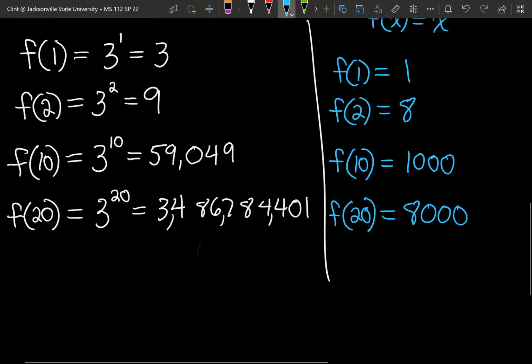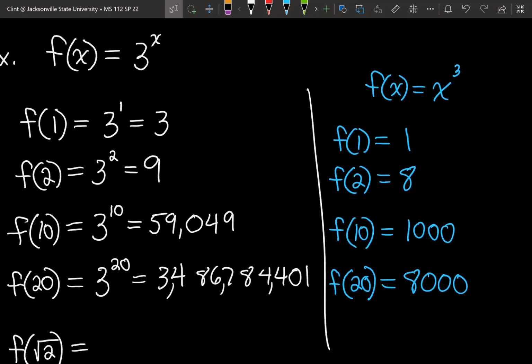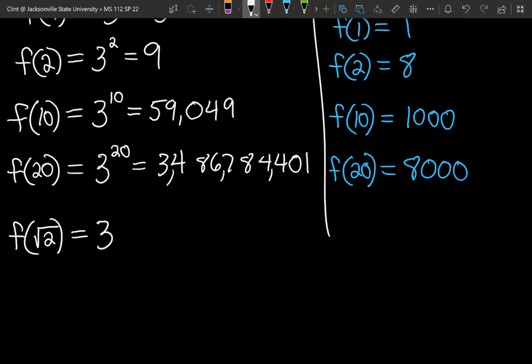And if you're using the calculator, you can still evaluate these at weird numbers, like you can do f of square root of 2. Okay, that's not easy to do by hand, but if we're using a calculator, that's just 3 to the square root of 2 power. So let's see what that's going to come out to. Because I think WebAssign throws some weird numbers at you every once in a while. So that's about 4.7288. So you just get a number out of it.